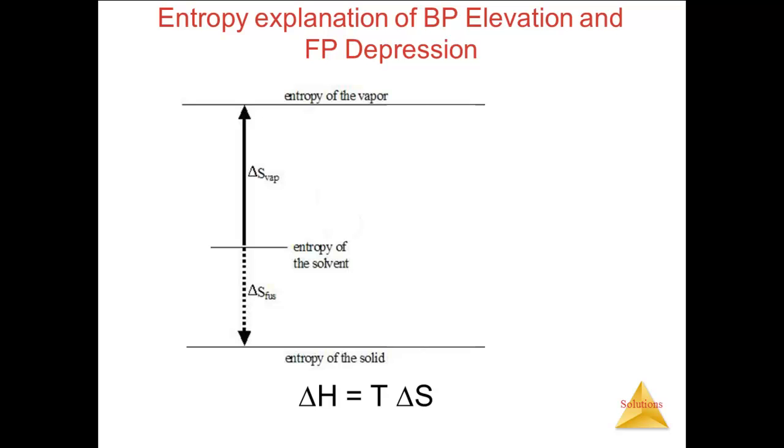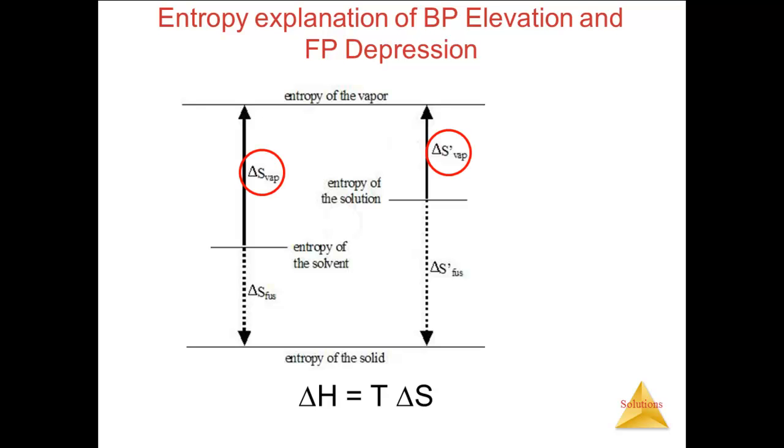What happens when we have a solution? The vapor of the solution is only the solvent vapor, so the entropy is the same as for the pure solvent. Similarly, the entropy of the solid phase is the same because it is the pure solvent. However, the solution has greater entropy than the pure solvent. What is the effect of this?